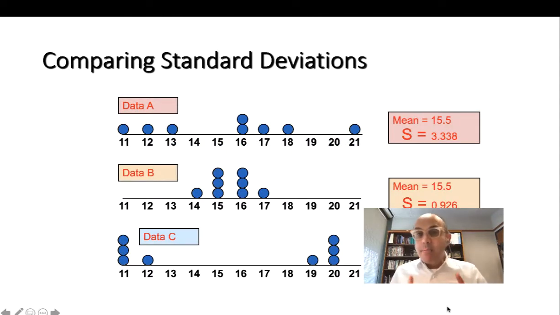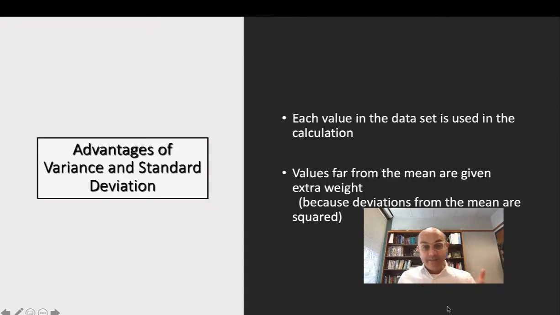A good example of the power of standard deviation is to see that in the three examples, data A, data B, data C, the mean equals 15.5. However, if we calculate the standard deviation, we will find that data C has the bigger standard deviation, and as a result, we need to be cautious about our summary or conclusions.